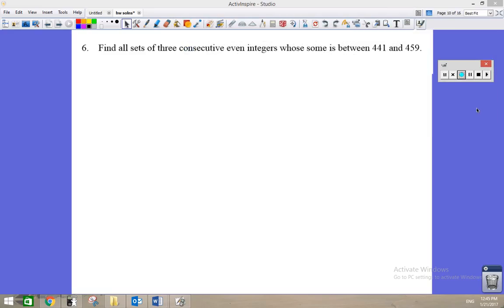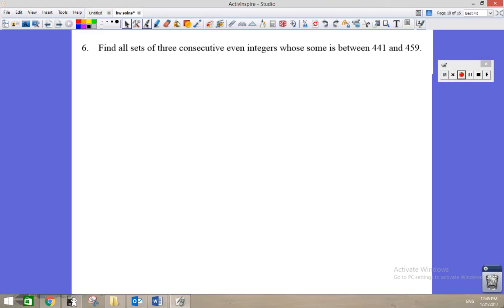Alright, so I believe I'm recording. Let's take a look at this problem number 6. Find all sets of 3 consecutive even integers whose sum is between 441 and 459.